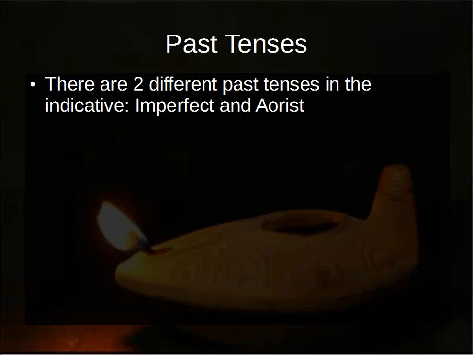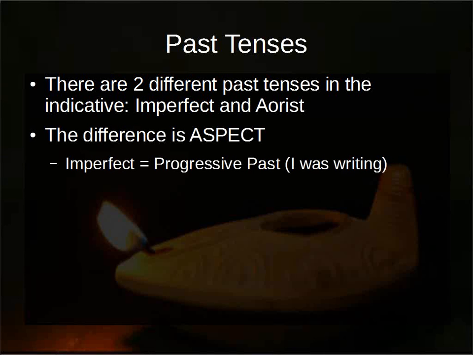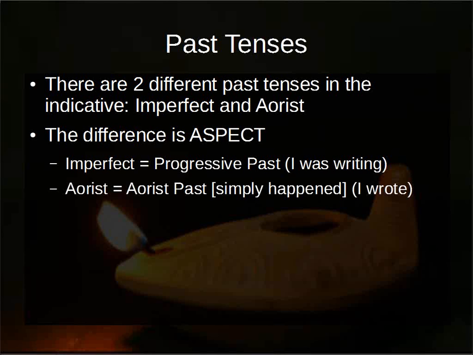Now, someone might be asking, what is the difference between the imperfect and aorist? I'm really glad that you asked that question. The difference is aspect. The imperfect tense is the progressive past. So when you translate it, it will be I was writing. That is the imperfect tense. And the aorist is basically the aorist past. The name of it is the aspect itself. It just simply happened in the past. So it is I wrote.